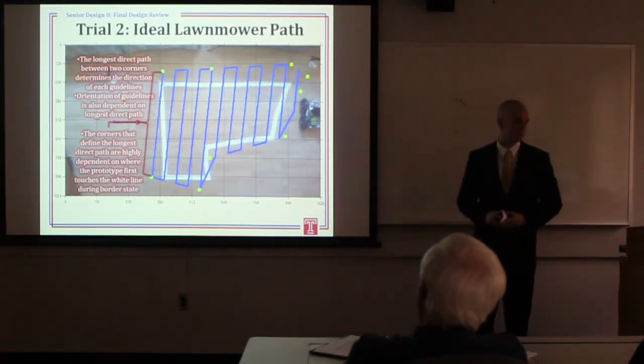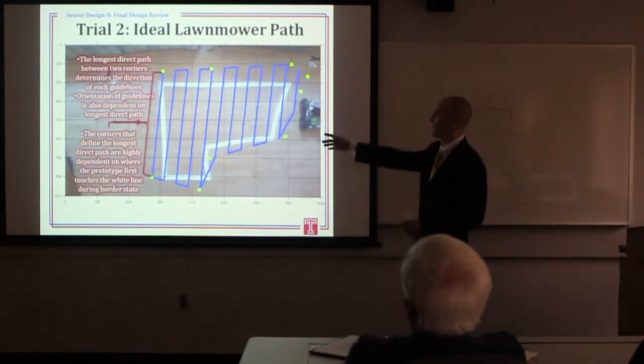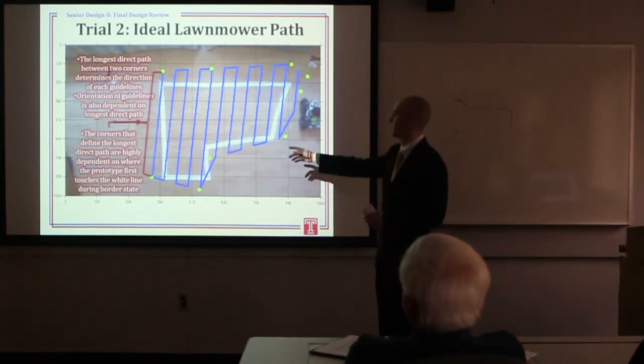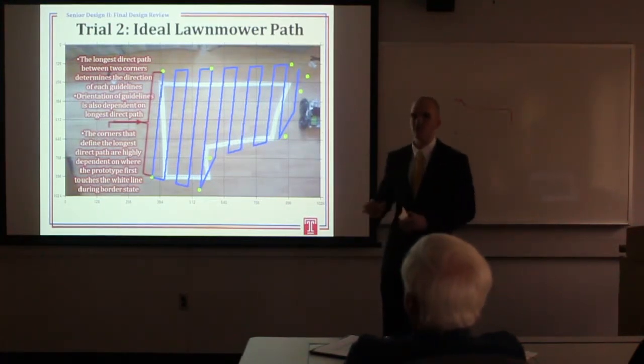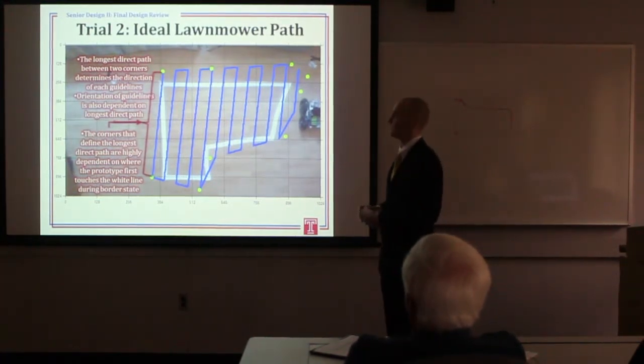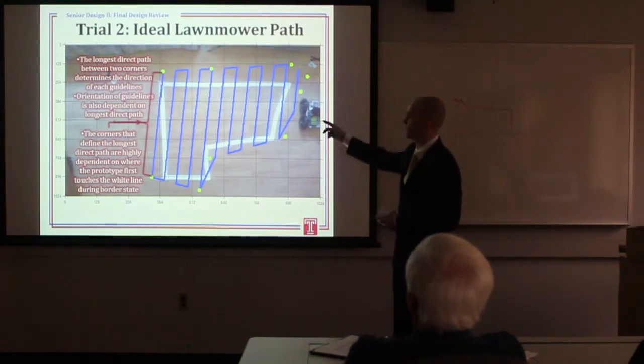This is our trial 2. This just shows our primary guideline. This primary guideline is highly dependent on where we started. So as you will see in trial 3, it will actually change to a horizontal path.